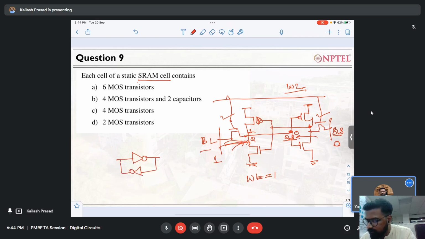That is the reason why if this node is 1, this is 0, which will make this again 1, right? So for infinite time the data will remain like this. As long as the power supply is there, the data won't get lost. That is the reason why we call this static. And the answer to the question, how many transistors do we have? 6 transistors, and these are MOS transistors. MOS stands for metal oxide semiconductor.